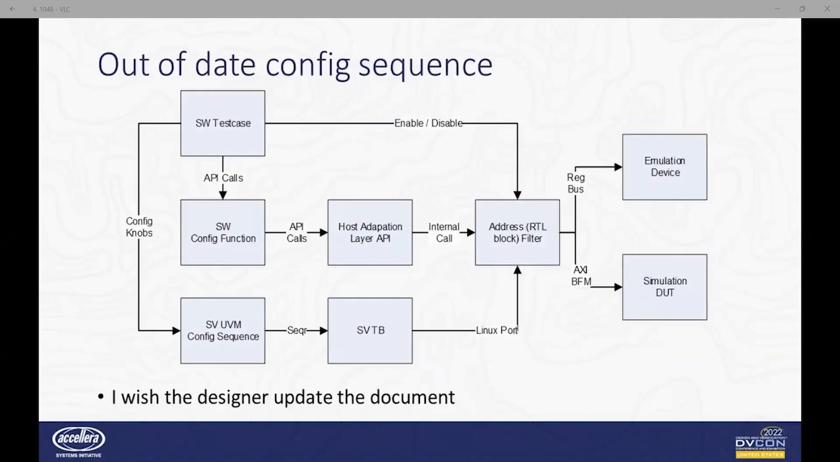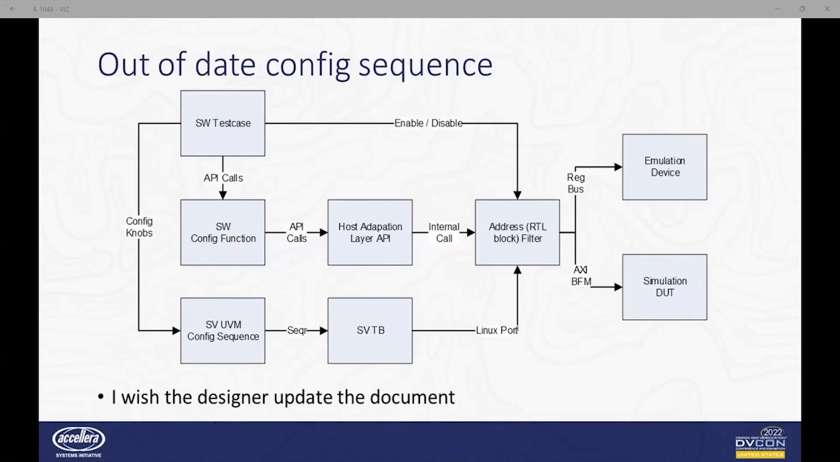The next problem is very similar to the last one. The designer changed the configuration sequence on how to set up the RTL without telling the software team. Although the register values are the same, the execution order is different. So it doesn't work.